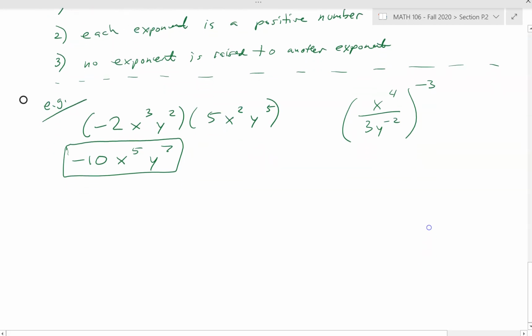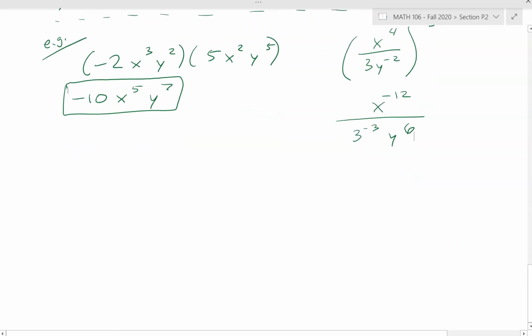So here's my next step. What's going to be in the numerator with that x term? Yep, we're going to have a negative 12. Negative 12. All right, then you just do the same thing for the denominator. So we're going to have 3 to the negative 3 power, right? And then what's the y term going to be? Well, it's going to be negative 2 times negative 3, which is a positive 6.